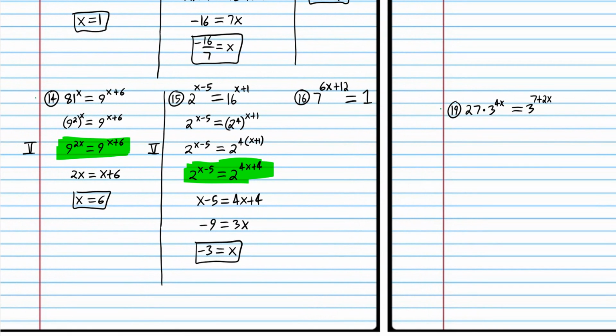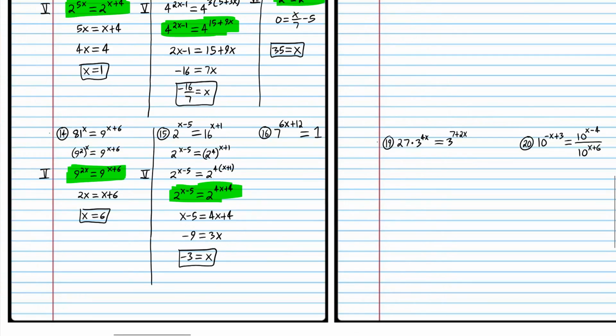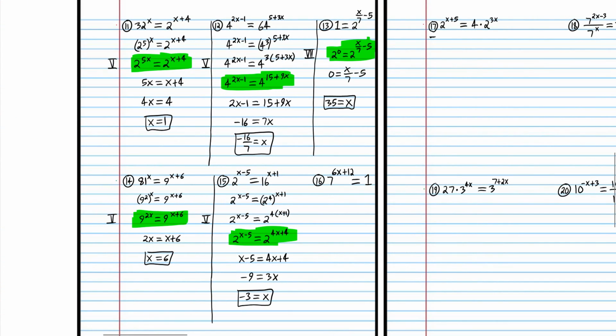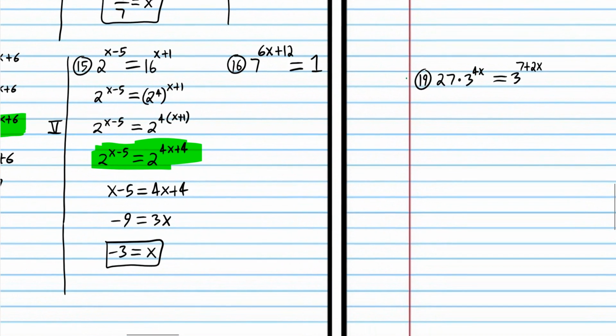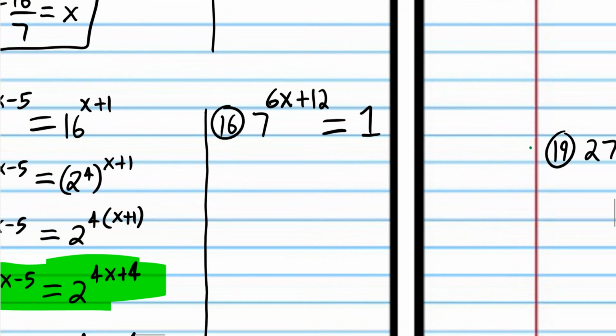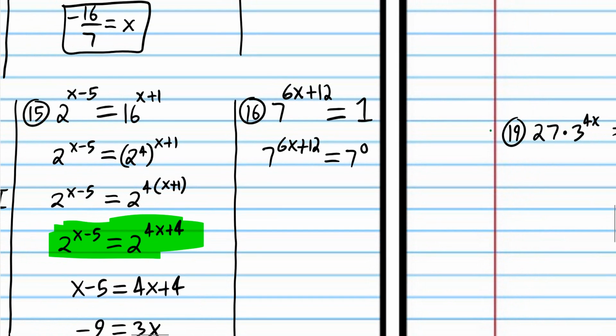Okay, I want you to try number 16. Remember, you can use number 13 to help you. And when you come back, we'll do it together. All right, we're back. So I'm going to rewrite. I want to get the same base, so I'm going to rewrite 1 as 7 to the 0 power. And that is rule number 7.